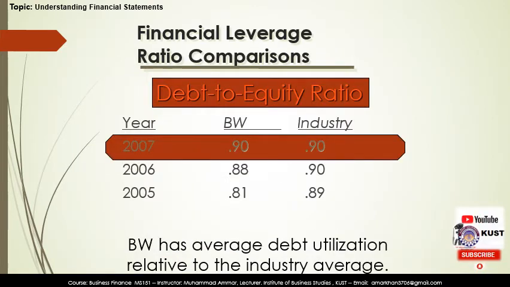You see there the debt to equity ratio for years 2005, 6 and 7, but right now we are talking about 2007 of Basket Wonder in comparison with the industry average. You see clearly that the Basket Wonder ratio is 0.9, and the industry average ratio is also 0.9, which is the same. So Basket Wonder has average debt utilization relative to the industry average.